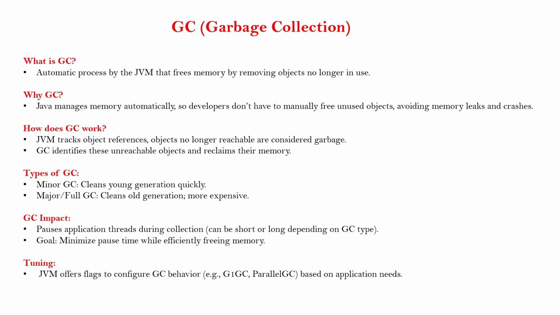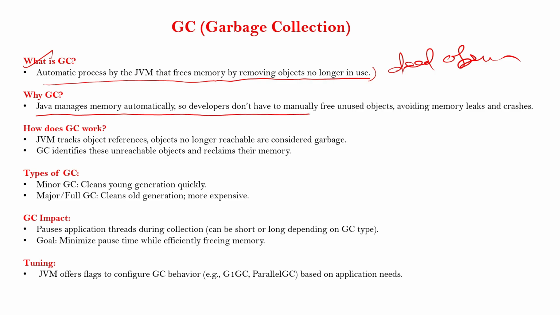So now you have a complete end-to-end picture of garbage collection. What is GC? It is an automatic process by the JVM that frees memory by removing the objects no longer in use, or dead objects, from the heap. Why GC? Java manages memory automatically, so developers don't have to manually free unused objects, avoiding memory leaks and crashes. So developers don't need to write any specific code for deallocating objects that are not referenced in the JVM heap. This is an automatic process.